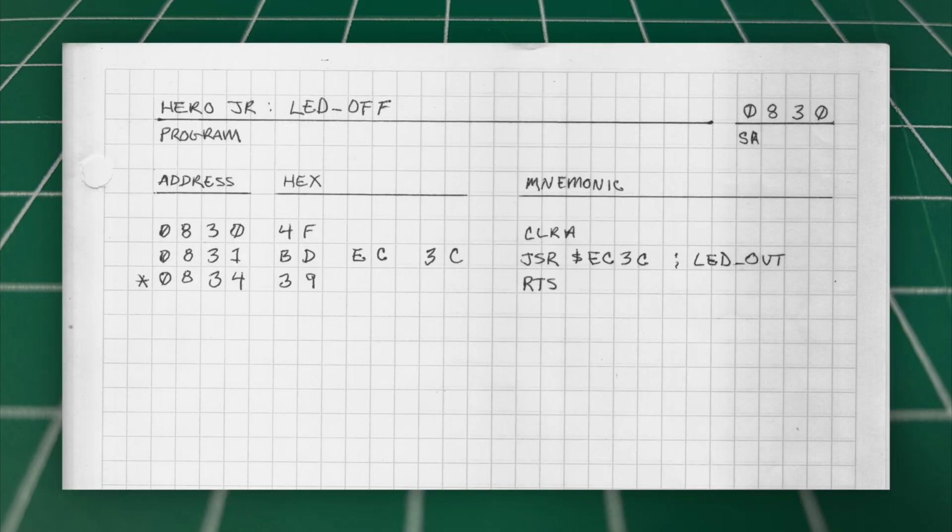Here's the routine written out. We've seen the JSR and RTS instructions before. They just jump to the LED out routine in ROM, and when it's done, the RTS returns us to the monitor. Or rather, we'll trigger the monitor to return to itself before it executes the RTS.